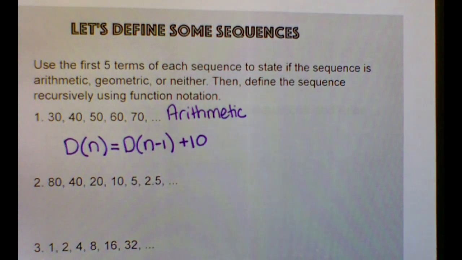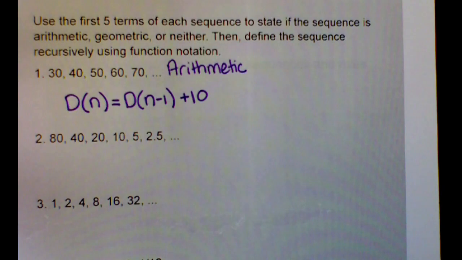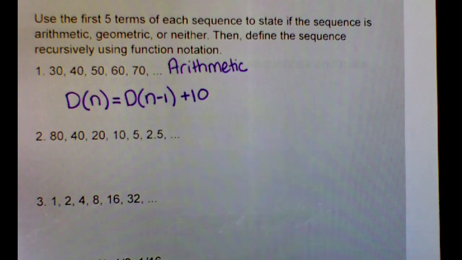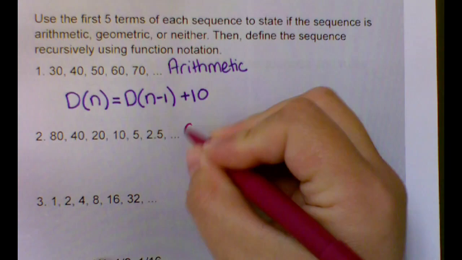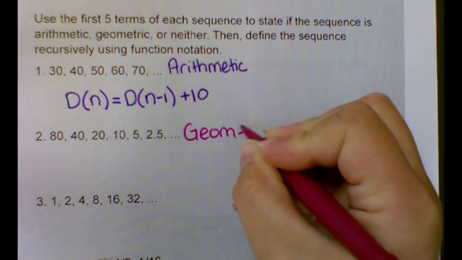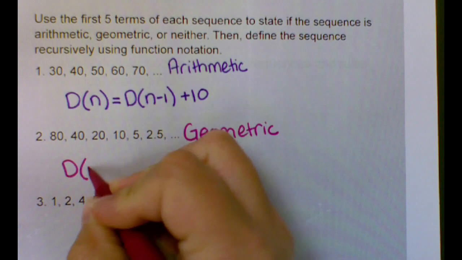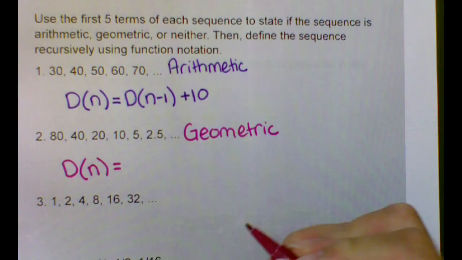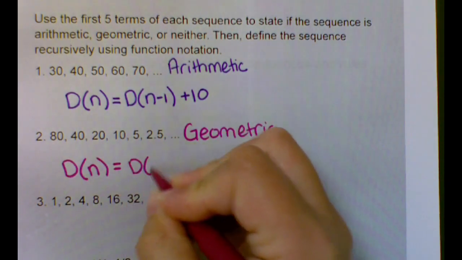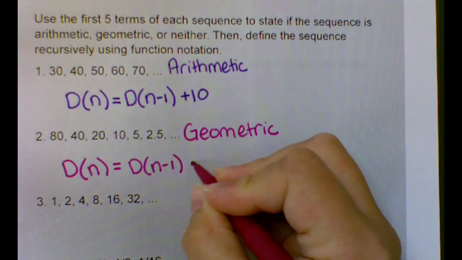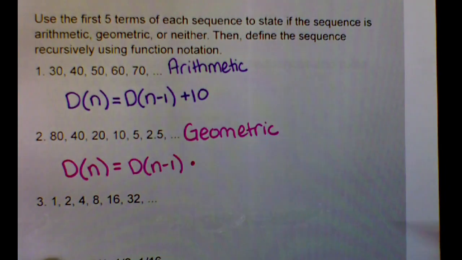All right, let's try this next one. 80, 40, 20, 10, 5, 2.5. Well, I take a look at this and I notice that the pattern is dividing by 2 each time. So I'll say that is geometric. Because remember, dividing by 2 means a common ratio of 1/2 or 0.5. So to write our rule, we'll say D of n equals the term before it, D of n minus 1, times 1/2 or 0.5. And there we have it.